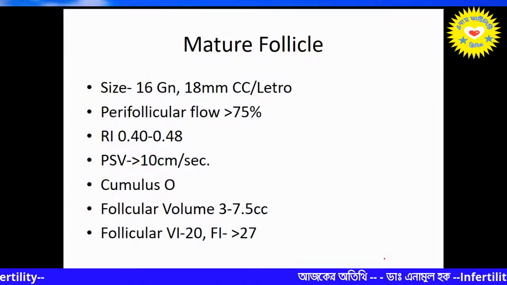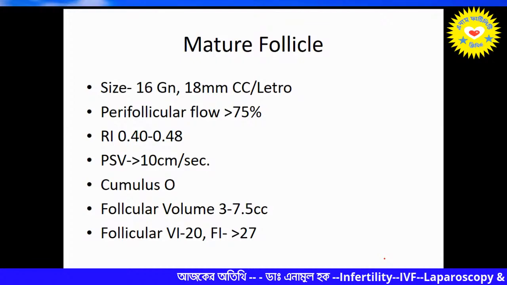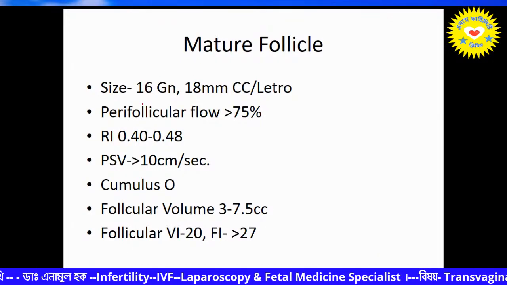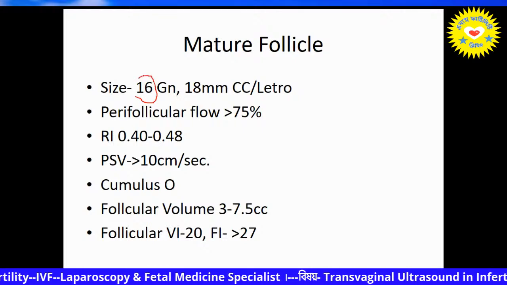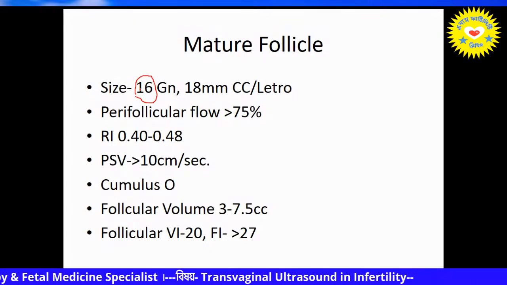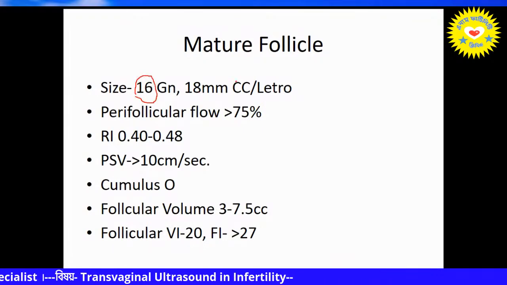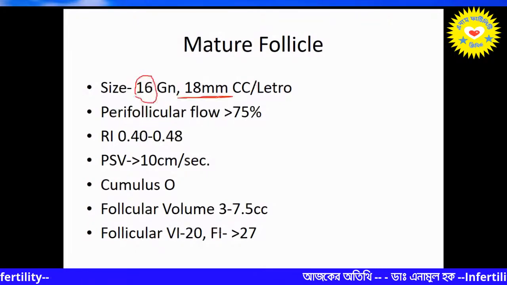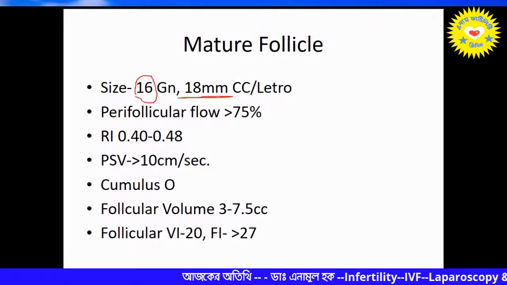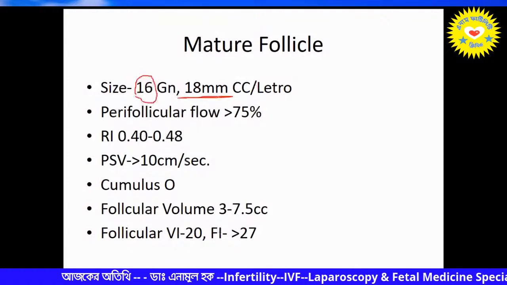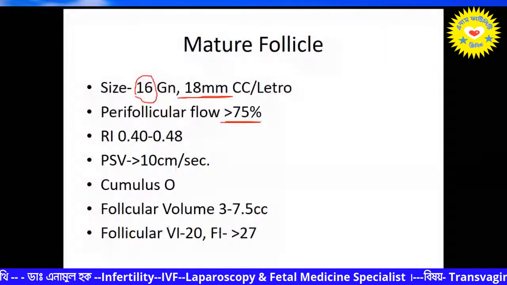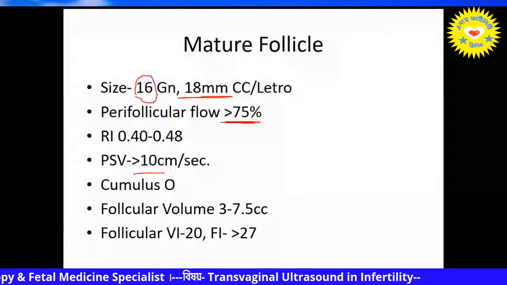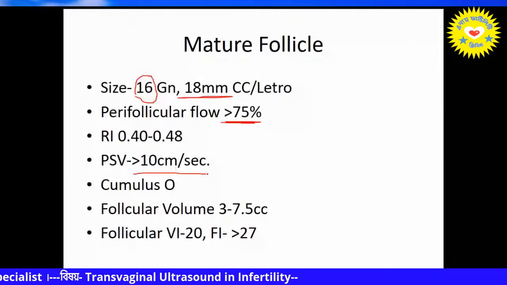So what is the sign that the follicle is matured? In a gonadotropin cycle, when the size of the follicle is more than 16 millimeter, this is the matured follicle. But in a clomiphene or letrozole cycle, if size more than 18 millimeter, this is the matured follicle. And the peripheral blood flow in a power Doppler more than 75%, this is matured follicle. And peak systolic velocity more than 10 centimeter per second. If you see cumulus oophorus, this is the matured follicle.